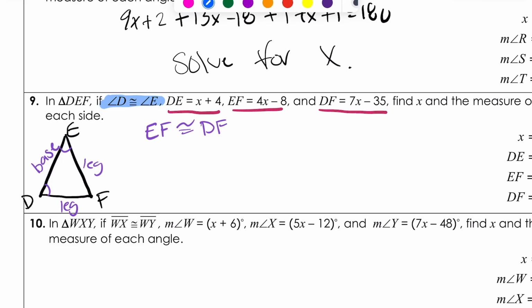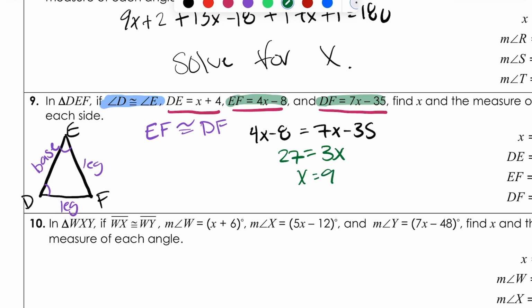Since you know that EF is congruent to DF, we're just going to set these two equal to each other. So that means 4x minus 8 is equal to 7x minus 35. We solve for x. I'll solve for x on this one really fast. 3x, 27, x equals 9.